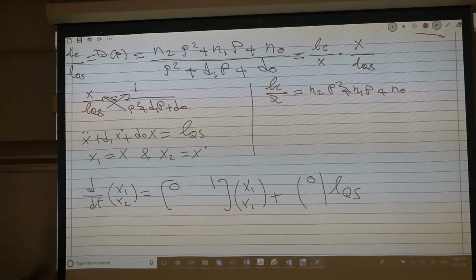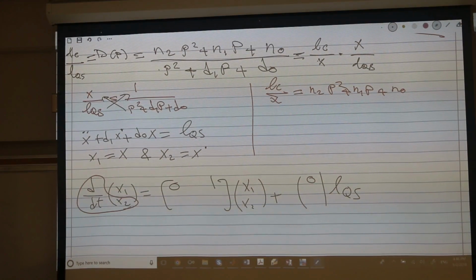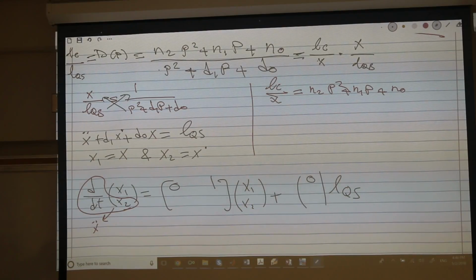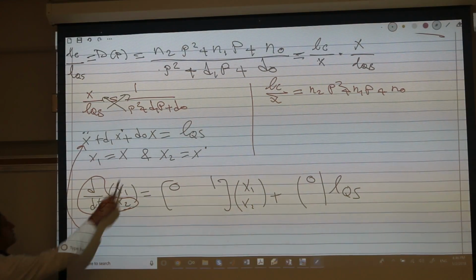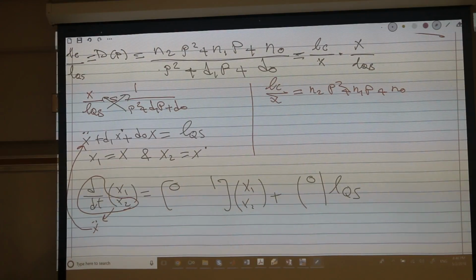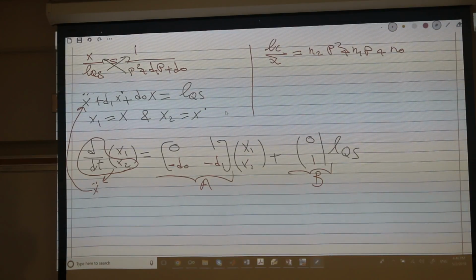And the second equation, this is simply your x double dot. So please read it from this equation. It's d naught in negative times x, d1 in negative times x dot, and 1 times L quasi steady. We are done with the A and B matrices of our unsteady aerodynamic state space model. Okay.